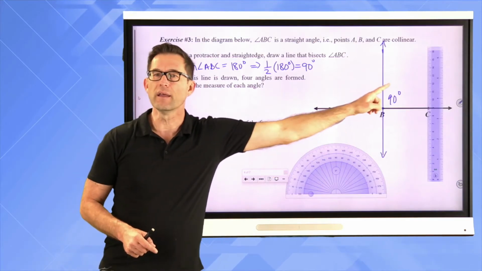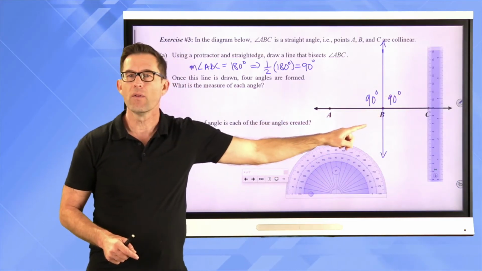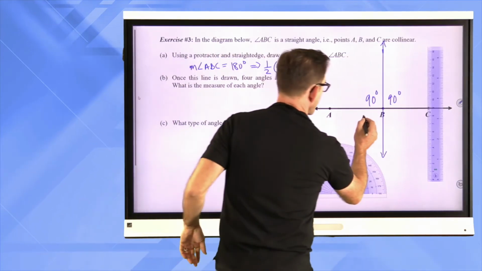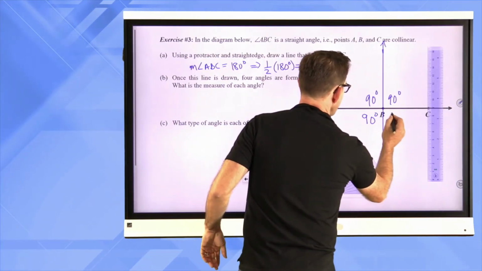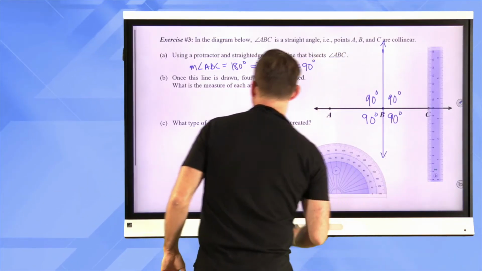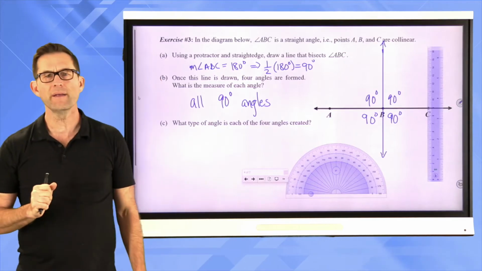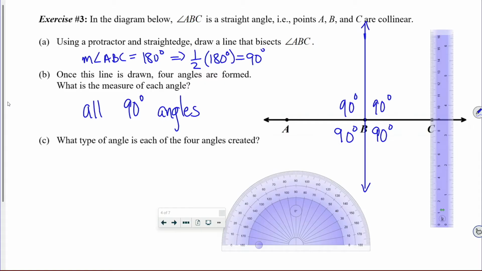Now we know that's 90 and we know that's 90. Now these two angles, right, are vertical angles, and we know vertical angles are equal, so that's 90. And the same thing can be said here, that's 90. So they're all 90 degree angles.